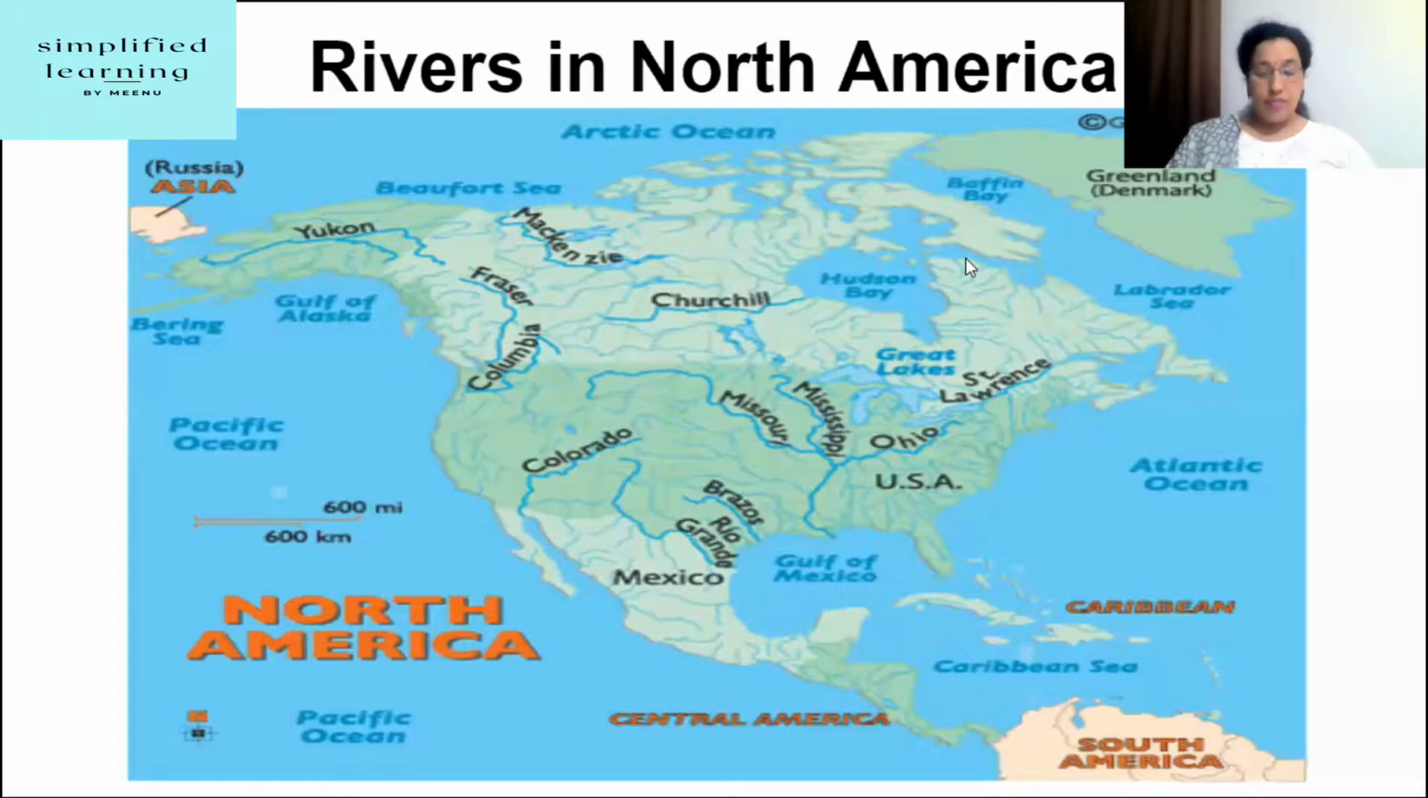North America has several large rivers. The most noteworthy among them are the rivers Mississippi, Mackenzie, St. Lawrence, Colorado, and Columbia. A brief description of the rivers is given. Rivers draining northwards into the Arctic Ocean.